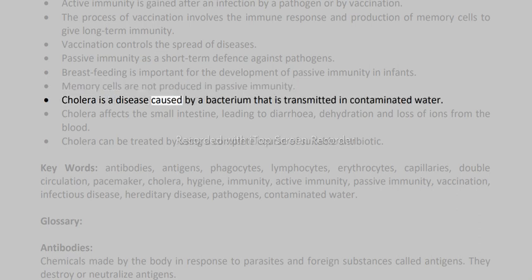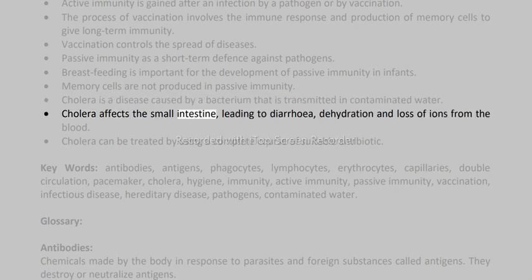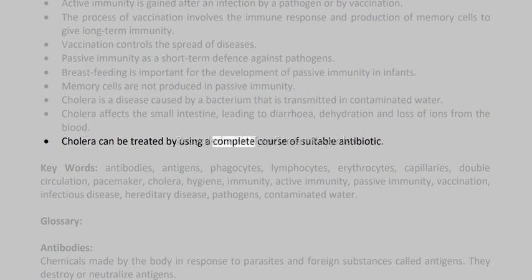Cholera is a disease caused by a bacterium that is transmitted in contaminated water. Cholera affects the small intestine, leading to diarrhea, dehydration, and loss of ions from the blood. Cholera can be treated by using a complete course of suitable antibiotic.